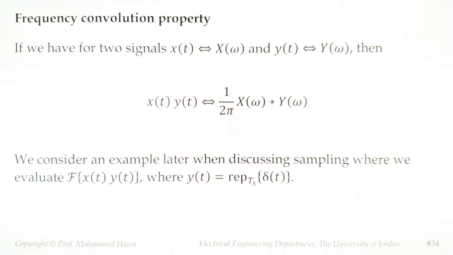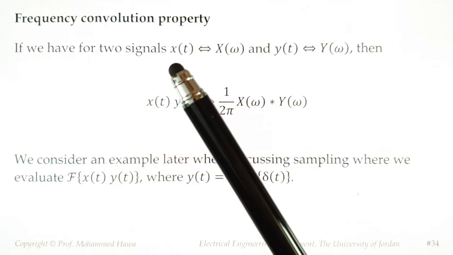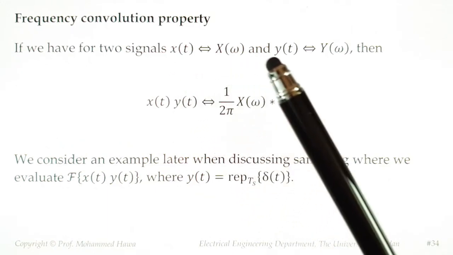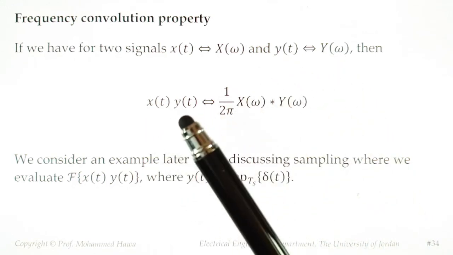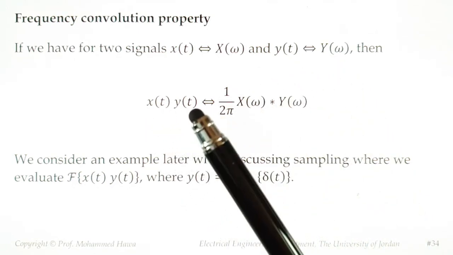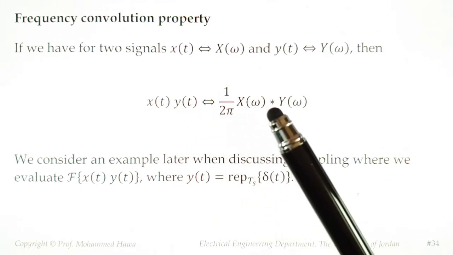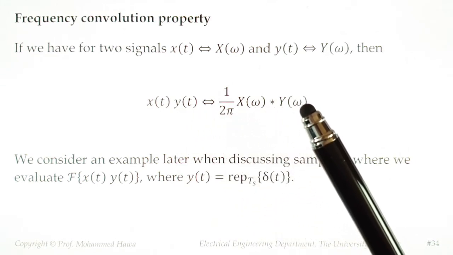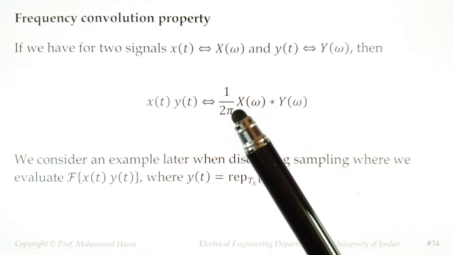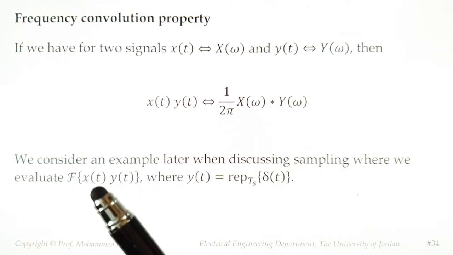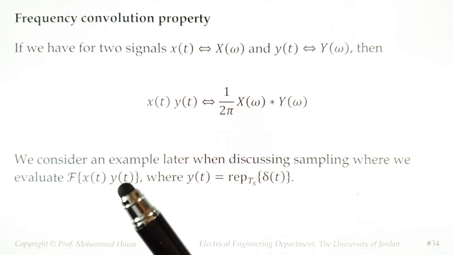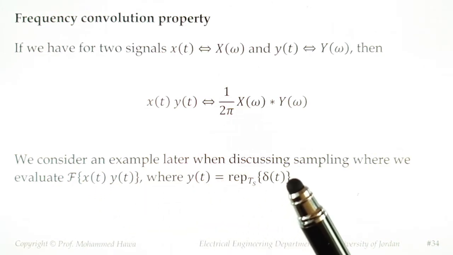How about the opposite, frequency convolution? This property says if you have two signals x of t with Fourier transform X of omega and y of t with Fourier transform Y of omega, and you multiply the two signals in time domain, the Fourier transform of the multiplication is X of omega convolved with Y of omega in the frequency domain, so long as you remember to divide by 2 pi. This is a very important result that we will use later on when we discuss sampling, because we will be evaluating the Fourier transform of x of t multiplied by y of t, where y of t is an impulse train. But I'll keep this for a later video.